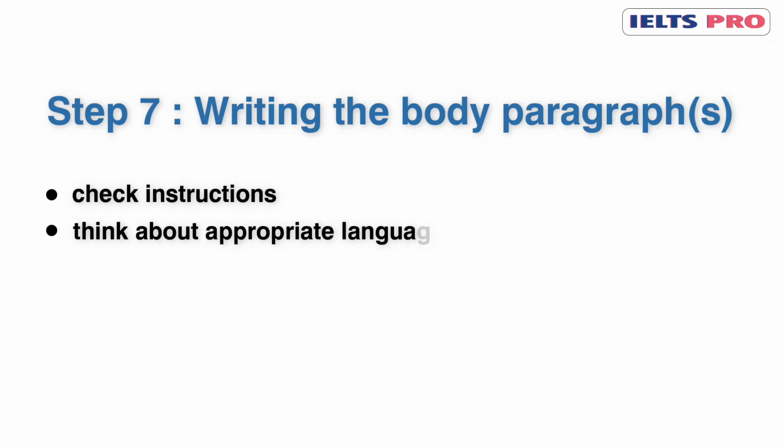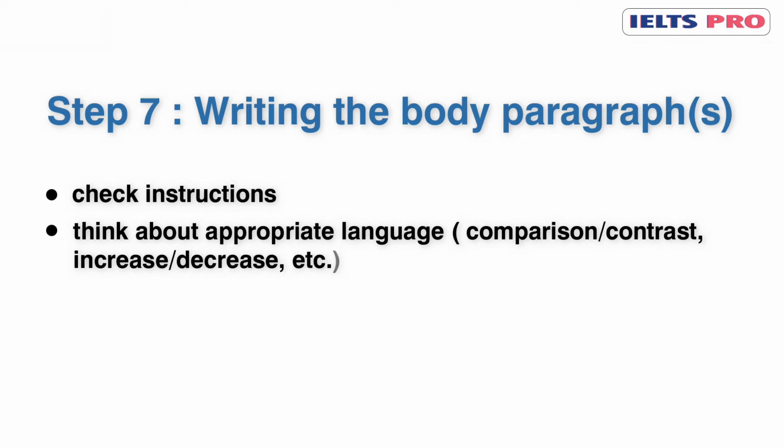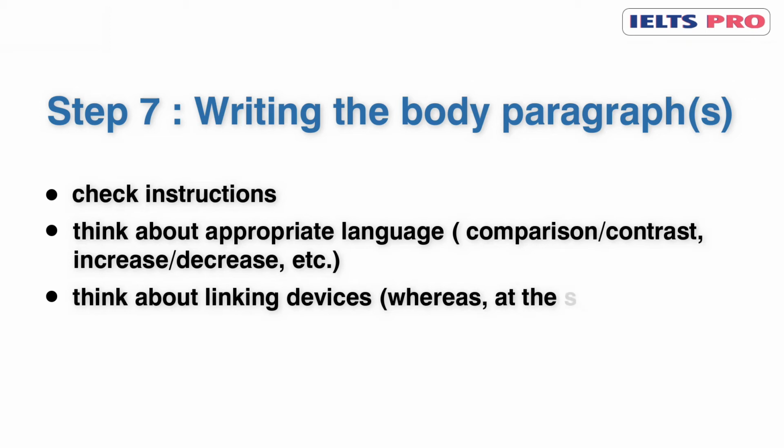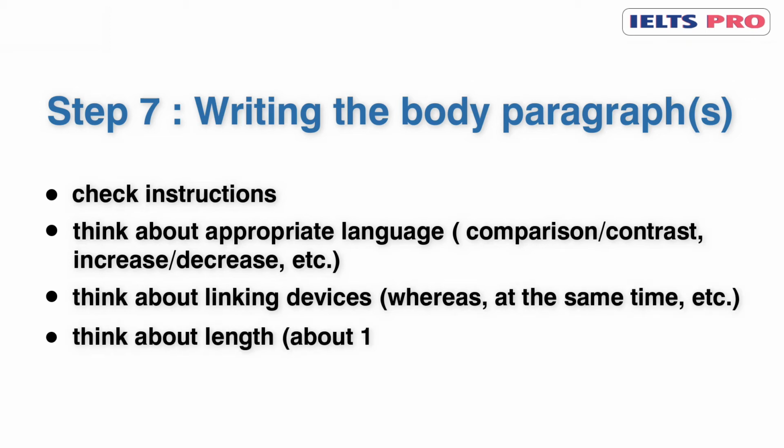Step 7. Writing the body paragraphs. Check instructions. Think about appropriate language, comparison or contrast, increase or decrease, etc. Think about linking devices, whereas, at the same time, etc. Think about length, about 100 to 200 words.